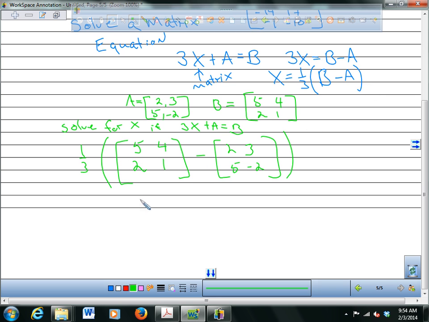So I get 5 minus 2, which is 3, 4 minus 3, which is 1, 2 minus 5, which is negative 3, and 1 minus 2 makes what? What goes here? Negative 1. And then I'm going to take that matrix and multiply it by 1/3, which gives me 1, 1/3, negative 1, and 1. And that would be your x matrix.